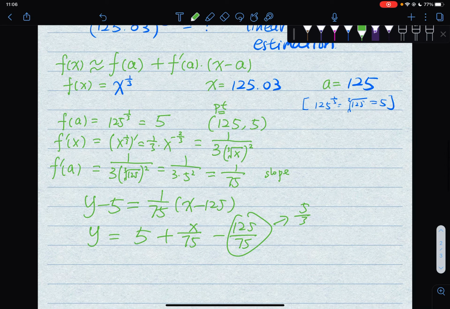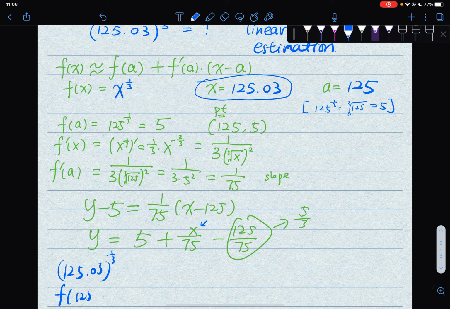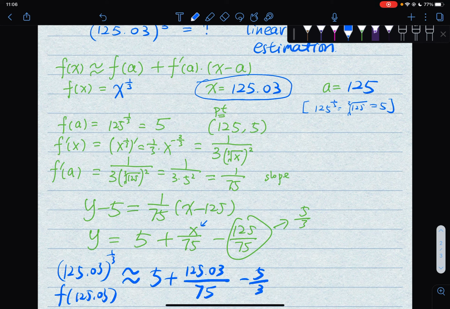So all you need to do now is to figure out what's going on when x is 125.03. So you change x into 125.03. So 125.03 to the 1/3, which roughly speaking is your function value at that point, is 5 plus 125.03 divided by 75 minus 5/3, which is your final answer.